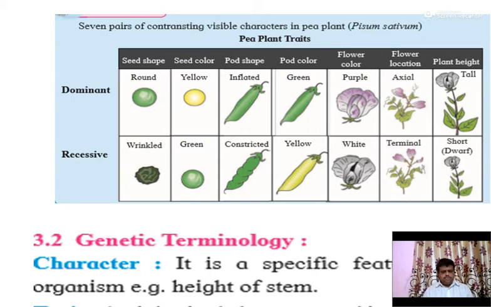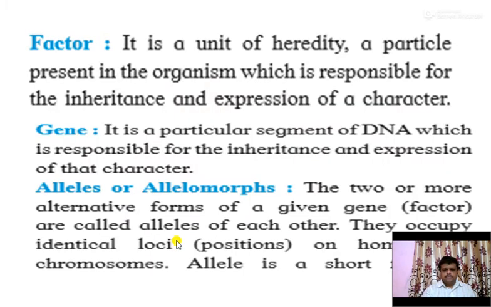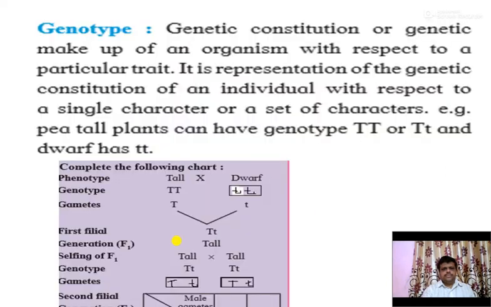Now just move towards one more terminology, that is dominant. It is an allele that expresses its trait even in the presence of an alternative allele. Let us see an example, a monohybrid cross. Yes, in this cross you can see dominant. It is an allele which expresses its trait in the presence of an alternative allele.